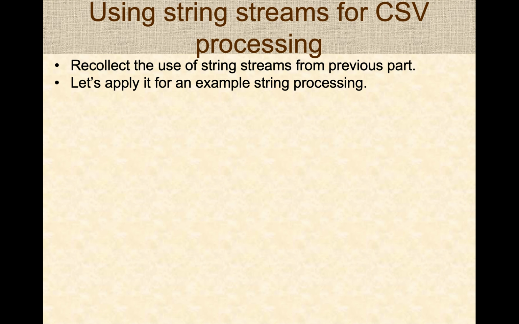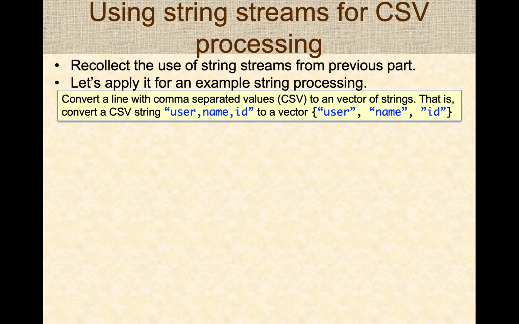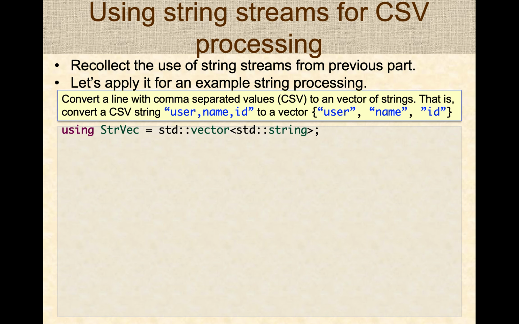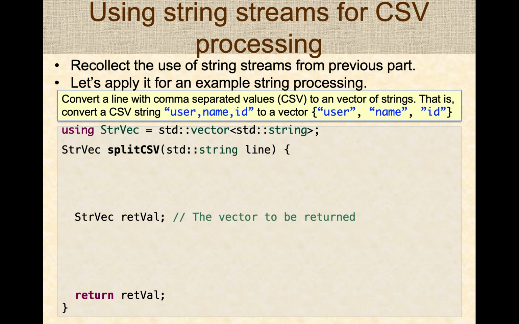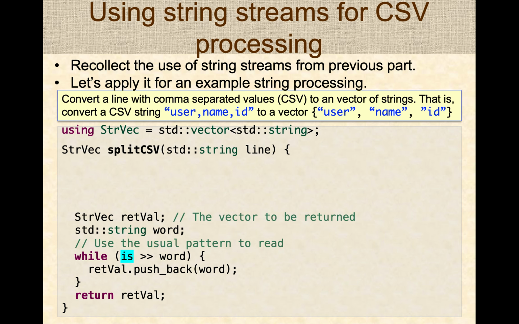Let's look at another example of processing streams with vectors. Here's the problem that we want to work on. Given a string with comma separated values, we want to convert it to a vector of words. So I'm going to work with a vector of strings. I'm going to develop a method called split that's going to take a line that needs to be split into individual words. And of course, we're going to create a vector that contains these words, and we are going to return that vector. We're going to use the standard pattern to be able to read a word until we hit the end of an input stream and push the word into that vector.